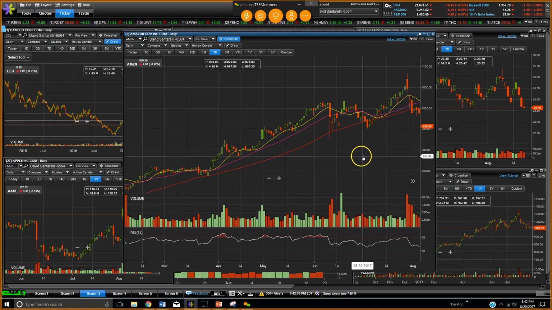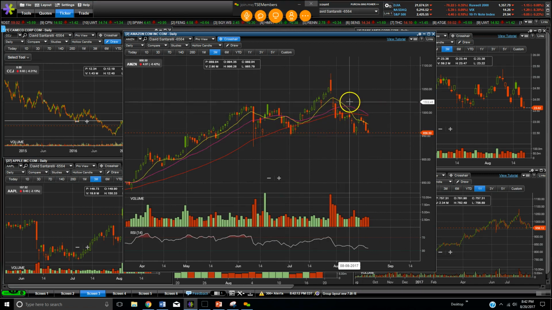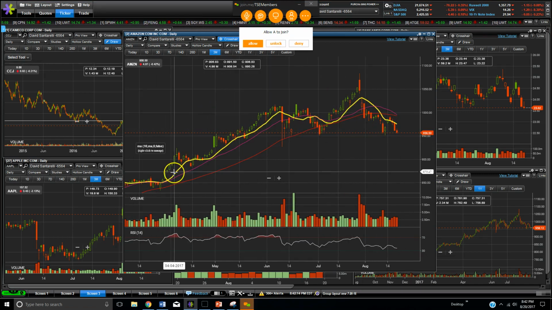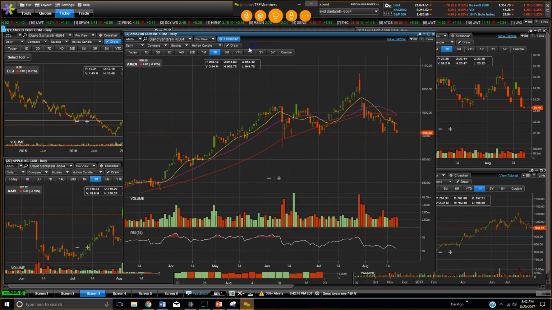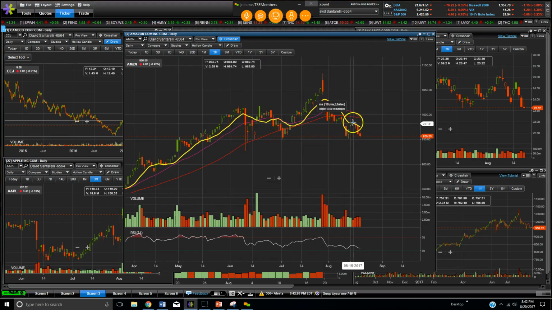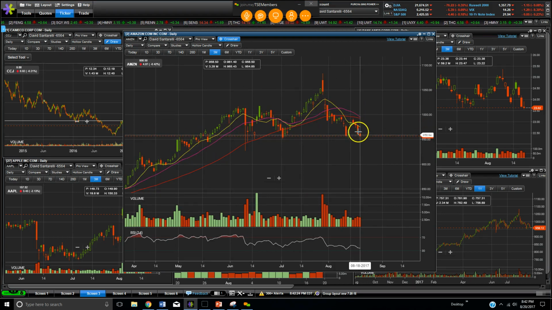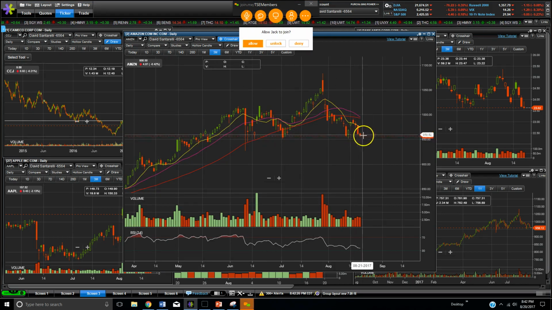Now the same thing goes for when it crosses below. When it crosses above, that's a good buying signal. Same thing when it crosses below: if it crosses below the three main SMAs, that's a good time to short or buy puts.